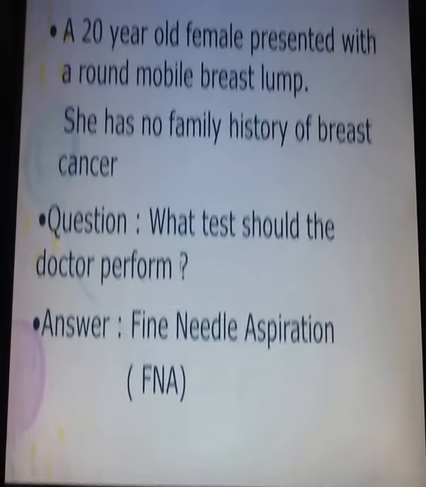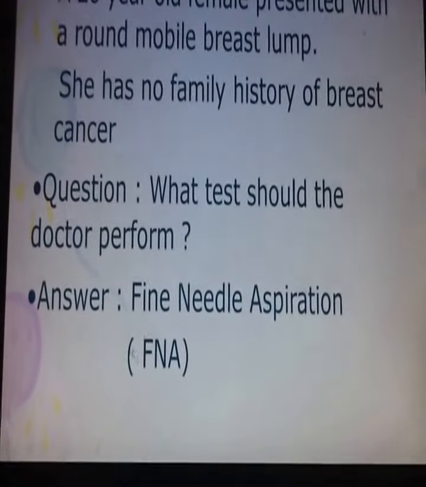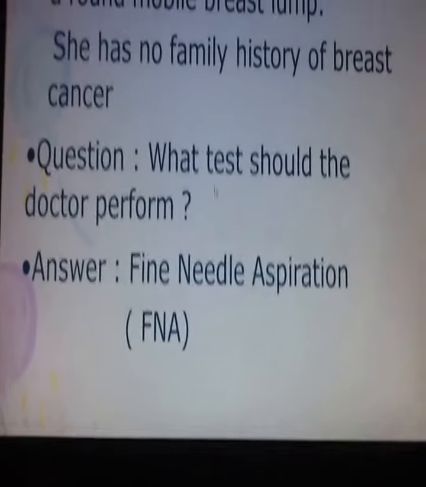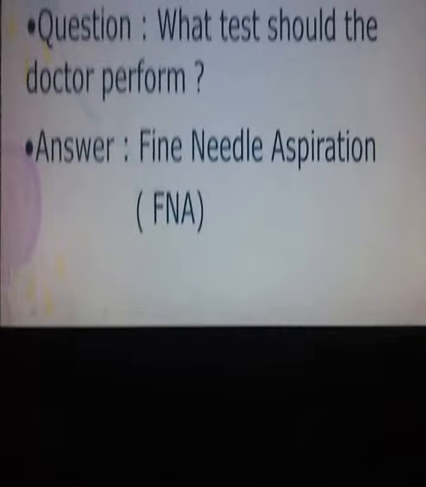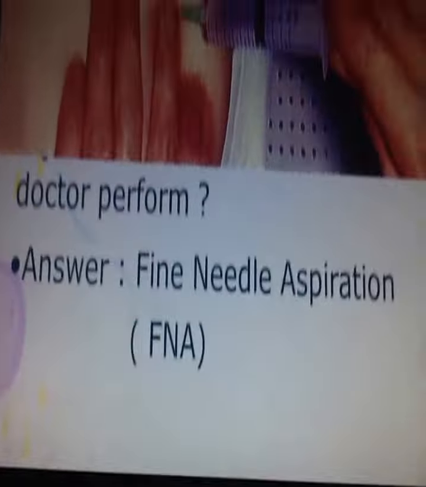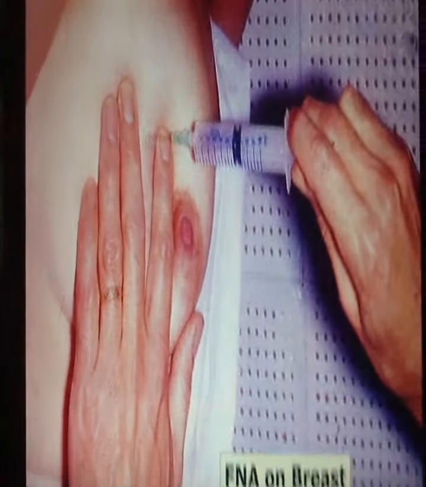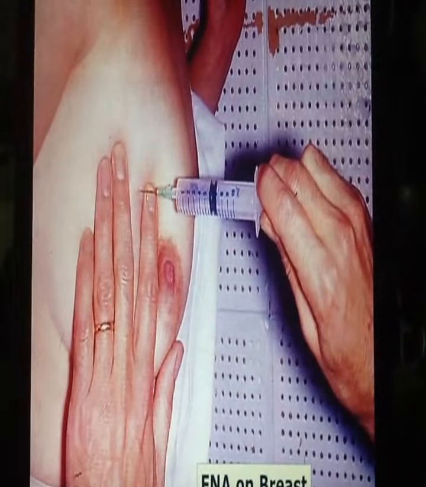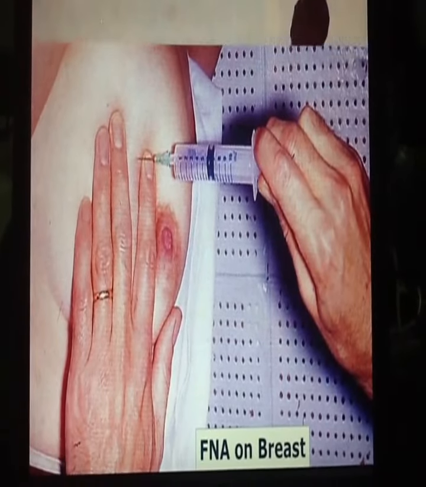So what the doctors did was a test called FNA, fine needle aspiration. In fine needle aspiration, this was what the doctor does. You will locate the mass and insert this needle into the mass. Aspirate and take whatever cells you get inside the needle and place them on a slide. You view them under the microscope, and this is what it showed.